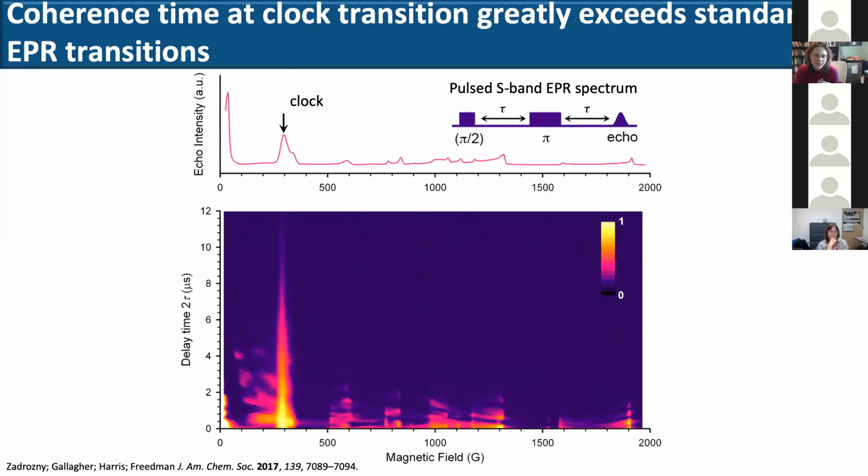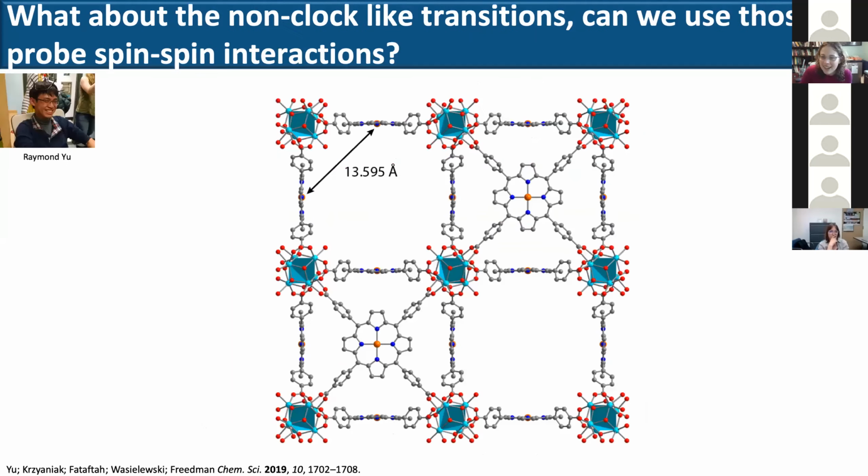The clock-like transition lives for an order of magnitude longer than the internal control, demonstrating this is a viable way to create networks of qubits.